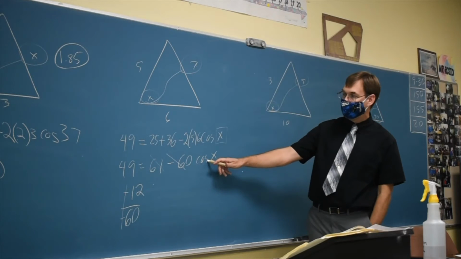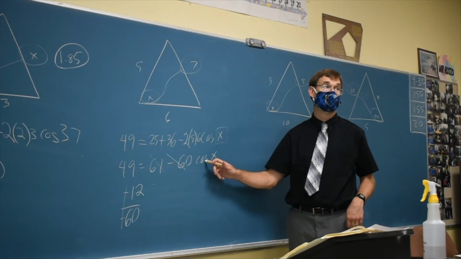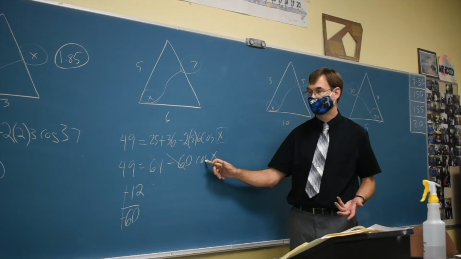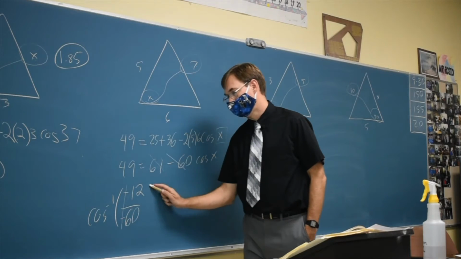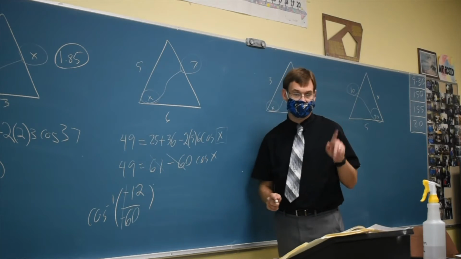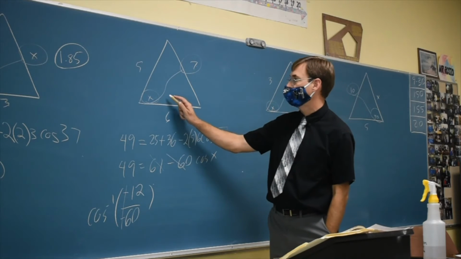And then everything in math has an opposite. The opposite of cosine is inverse cosine. So we're going to punch in on our calculator, inverse cosine, 12 over 60, punch it. I'm showing 78.46.